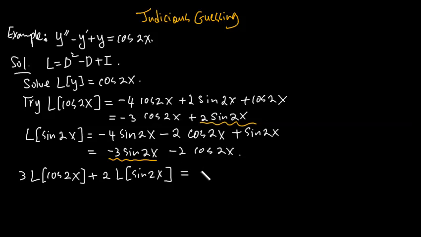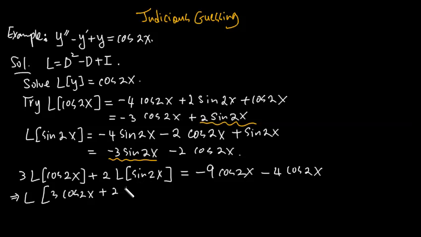So what we have here is a negative 9 cosine 2x, since 3 is multiplied there. Now 2 is going to be multiplied there and added. So 2 is multiplied there, so negative 4 cosine 2x. This is what happened. So the left-hand side, using the linearity of this operator L, we can combine it, just inside, 3 cosine 2x plus 2 sine 2x. This is where we use linearity of the operator L. The right-hand side is simply negative 13 cosine 2x.